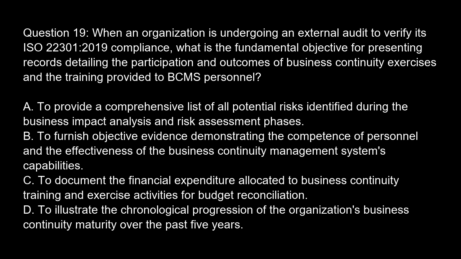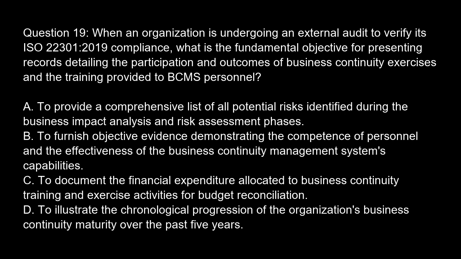When an organization is undergoing an external audit to verify its ISO 22301:2019 compliance, what is the fundamental objective for presenting records detailing the participation and outcomes of business continuity exercises and the training provided to BCMS personnel? Option A. Provide a comprehensive list of all potential risks identified during the business impact analysis and risk assessment phases.